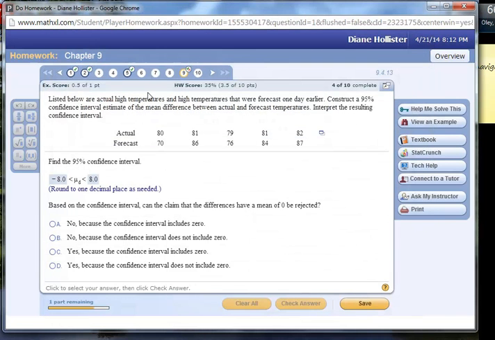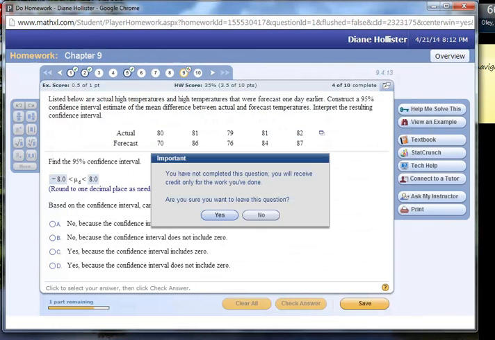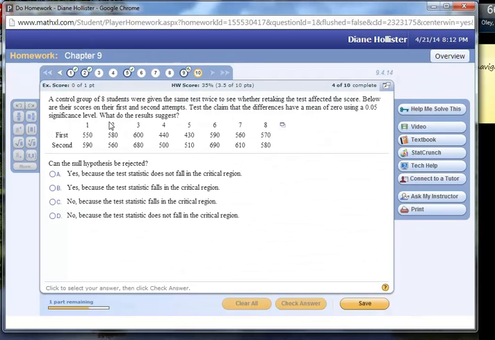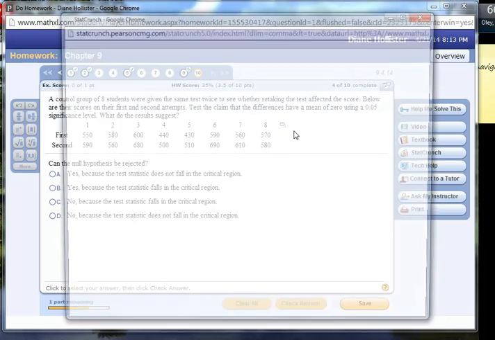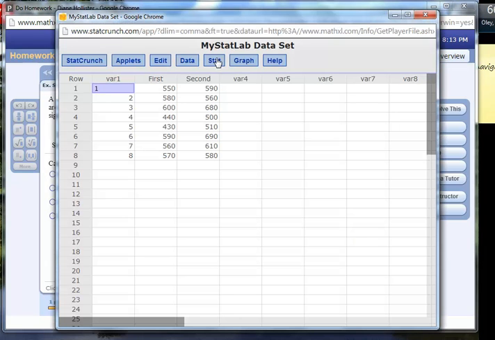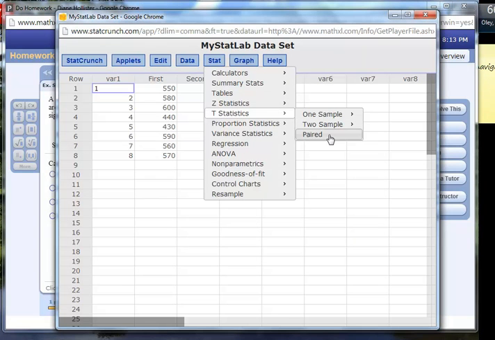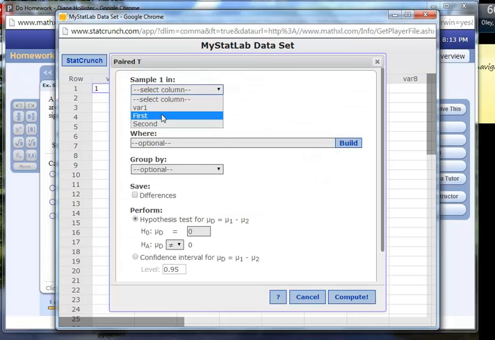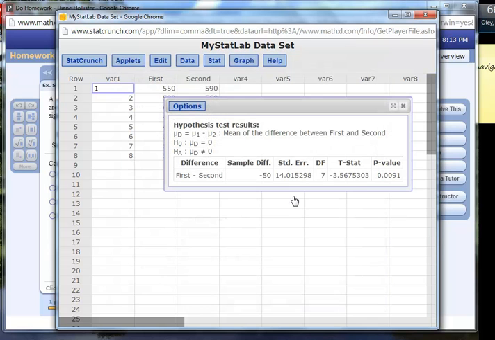Okay. Here's another example where the same group of 8 students were allowed to take a test twice. They're taking a test to see if retaking it would affect their score. We want to test the claim if the differences have a mean of 0 using the 0.05 significance level. So we copy the data into StatCrunch, click T-statistics and paired. So we have the first and the second, and we're testing to see if the average difference is 0. We're going to go ahead and do that.